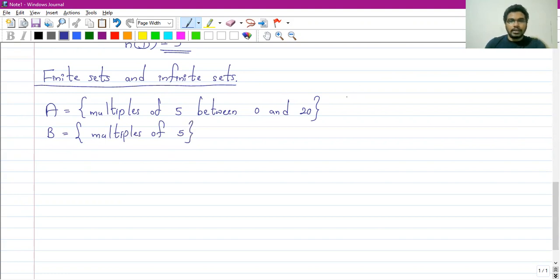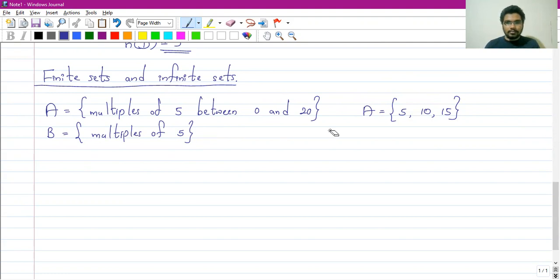So if you write the elements, for this one we can write A is equal to multiples of 5 between 0 and 20. Between 0 and 20 means 5, 10 and 15 only. So you can see there are only 3 elements in this set.